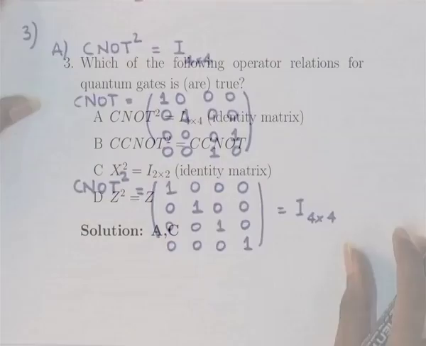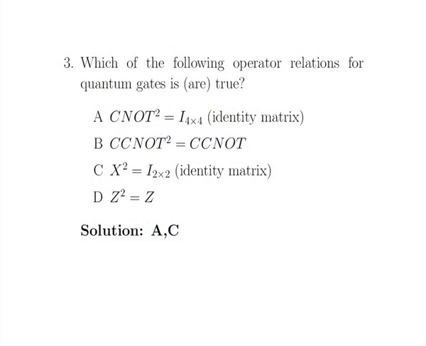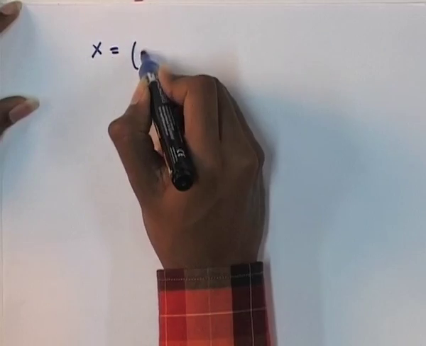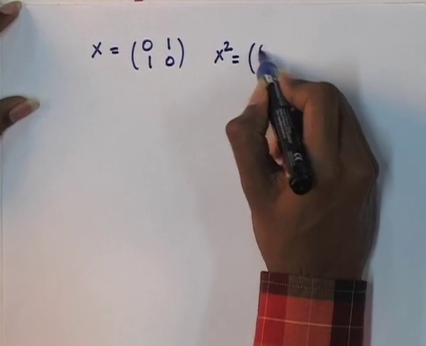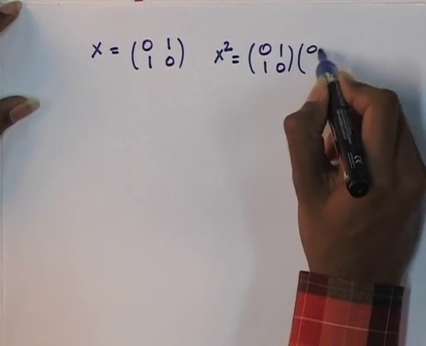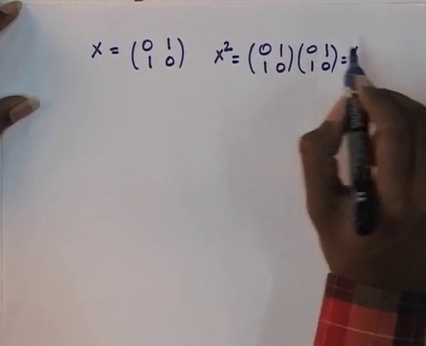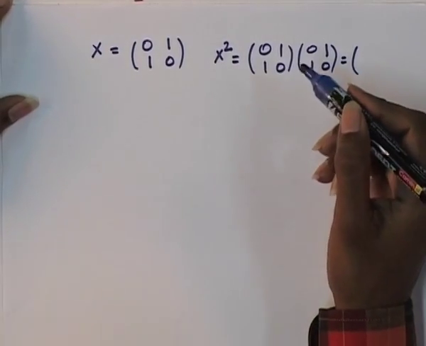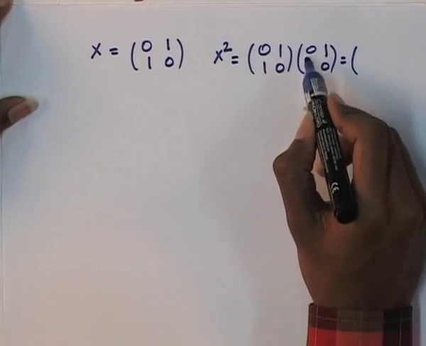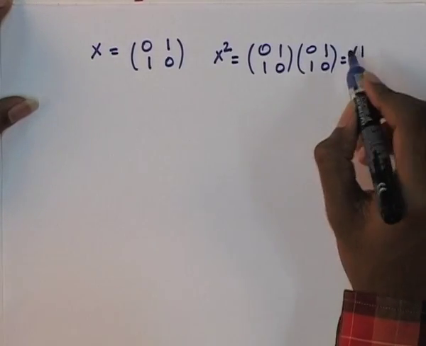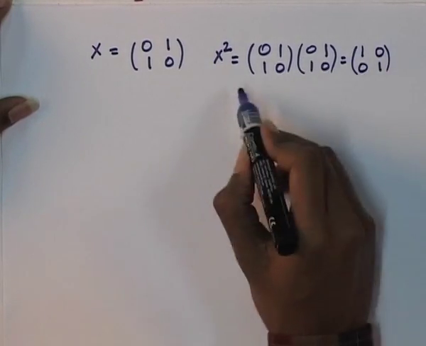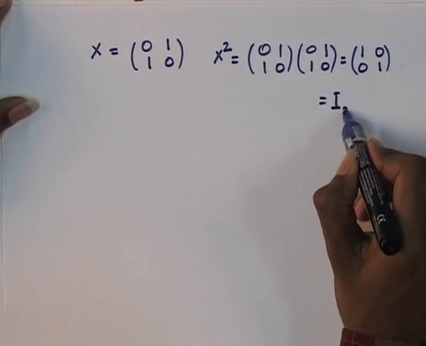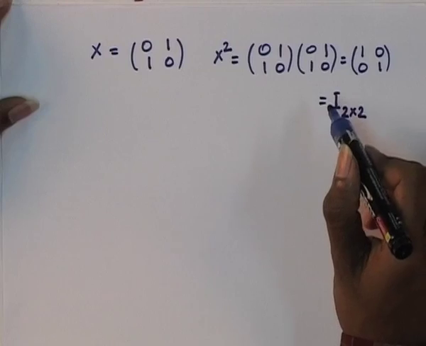And now we look at X gate. X gate is 0 1 1 0, and X square is 0 1 1 0 times the same matrix, which gives, when the first row is multiplied with first column, we obtain 1. The first row multiplied with second column gives 0, and similarly other elements. We see that X square is indeed identity matrix of size 2 cross 2. So option C is also correct.